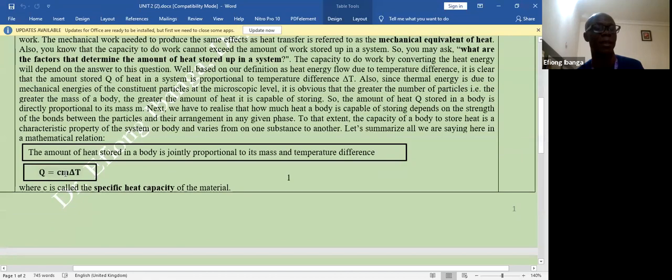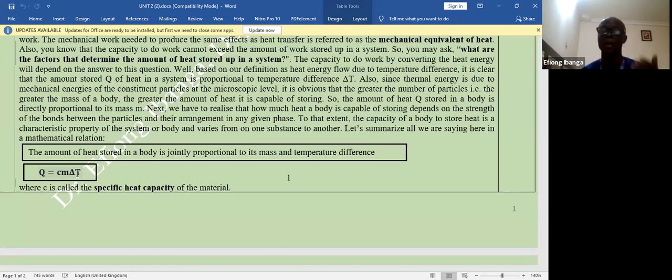First, you notice that the larger the mass, the greater will be the quantity of heat it has the capacity to store. And the greater the difference in temperature, the greater the amount of heat anybody has the capacity to store. We also say that the capacity to store heat depends on the characteristic properties of the materials involved. So if I have a big block of metal and another block of wood of the same mass, you'll notice that both of them can store heat differently. They will have different capacity to hold heat.